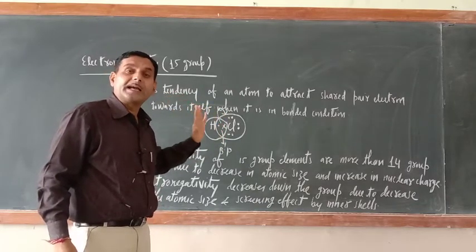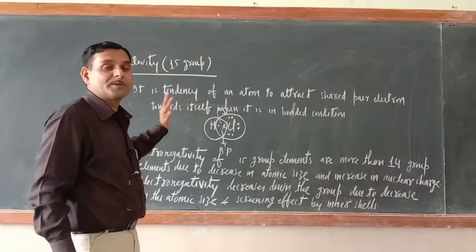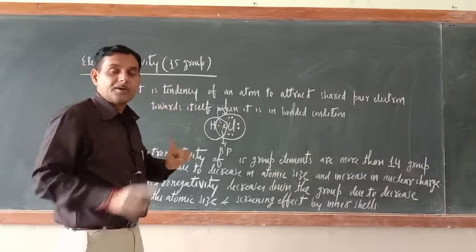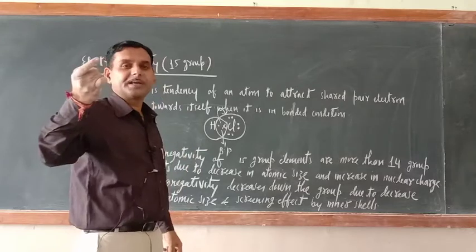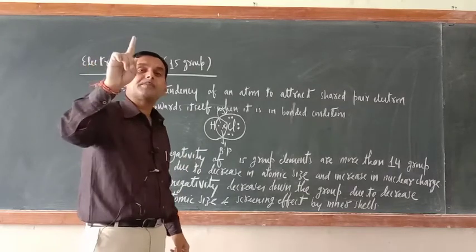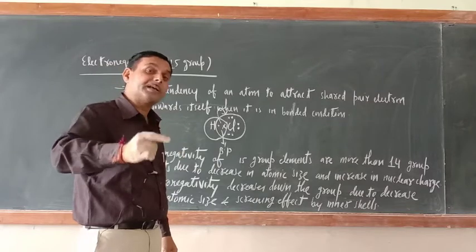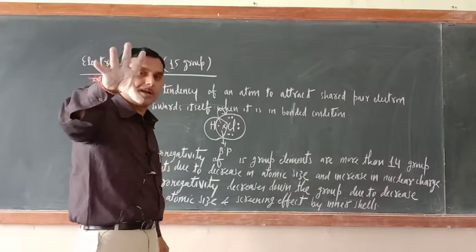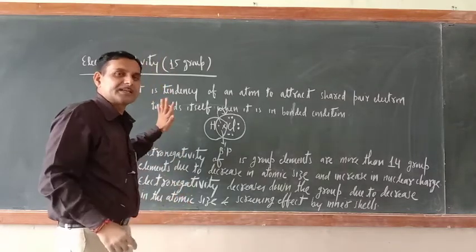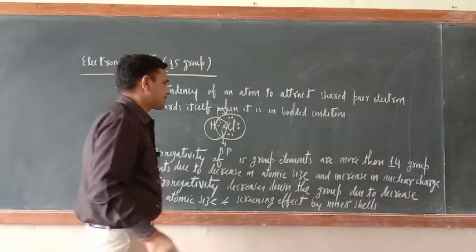Means in the bonding condition only the electronegativity tendency arises, while electron affinity is the property of an individual atom, and this is the property when an atom is bonded. So that is the basic difference. Just try to understand.